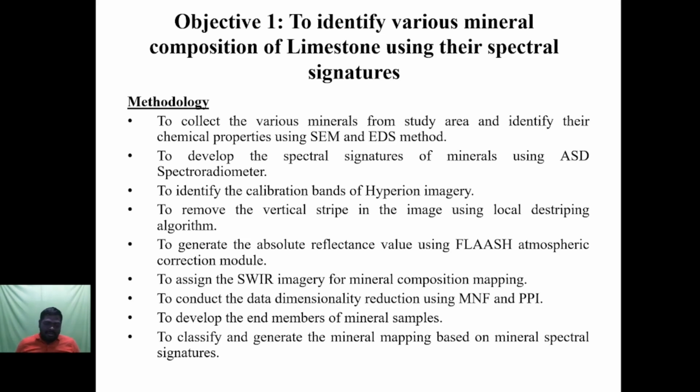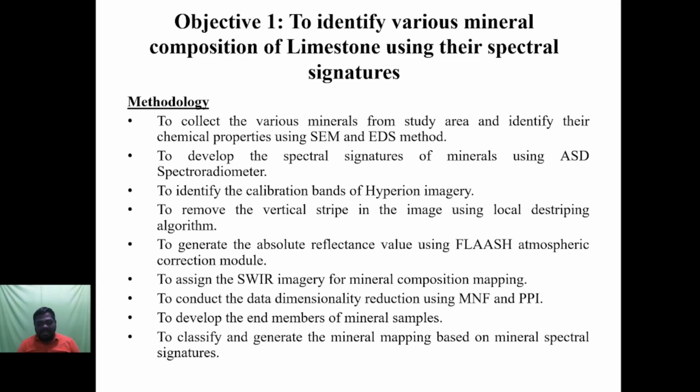And next is to remove the vertical strip. In every Hyperion imagery, the CCD array is referred to the other images. So from this point of view, we can see some black lines as well as white lines in the imagery. It will produce problems in the visualization and it will also affect the precision in the classification approach. So for that, we are going to do the strip removal using the local destriping algorithm.